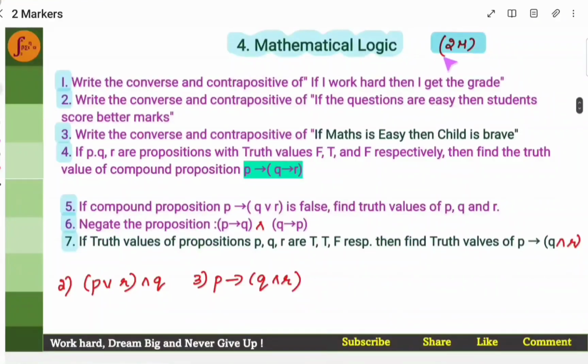Now, this particular topic is mathematical logic. There will be some propositions given, right?